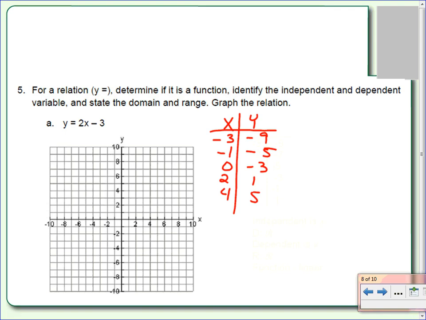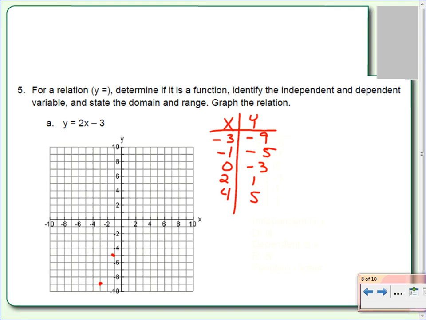So now that I've got this table, I'm going to plot each of these points, each of these ordered pairs. So I'm going to start with -3, -1. Let me find that one. -3, -1. What did you get? Oh, I'm sorry, -3, -9. That's the one. Just making sure you're awake. -3, -9 is down here. The next one is -1, -5. Let's find that one. -1, -5 right here.